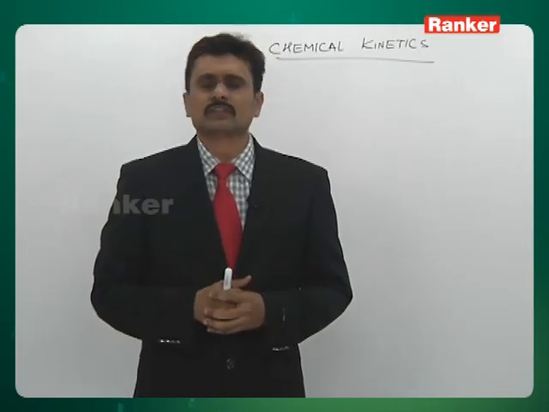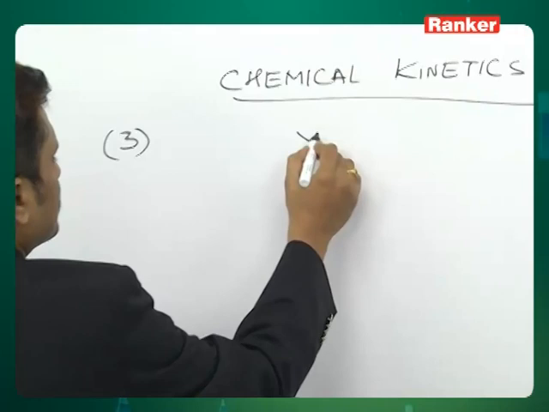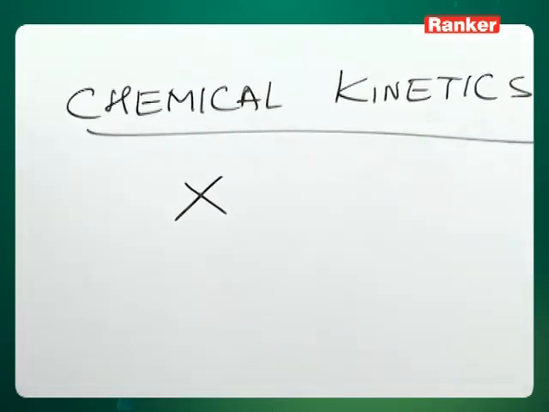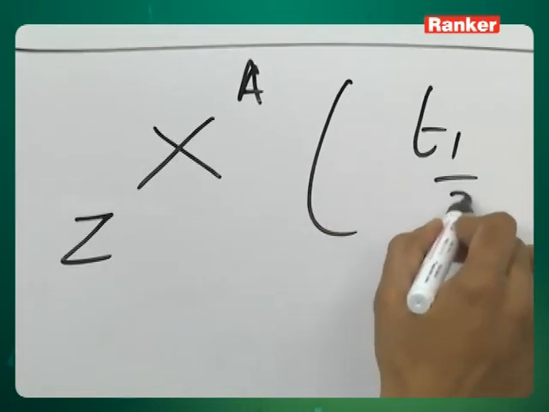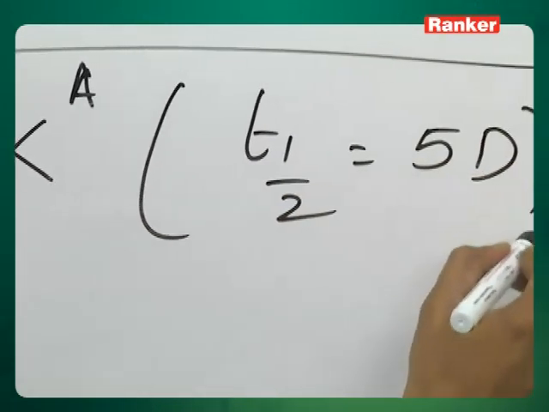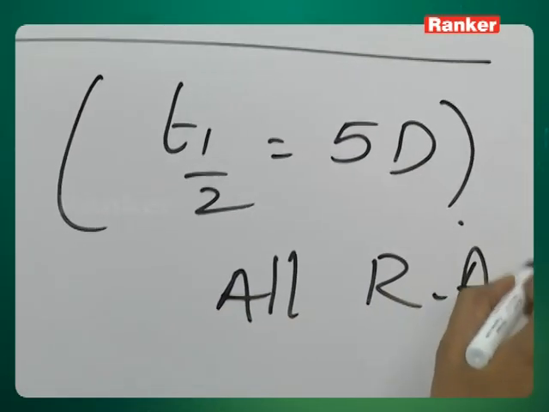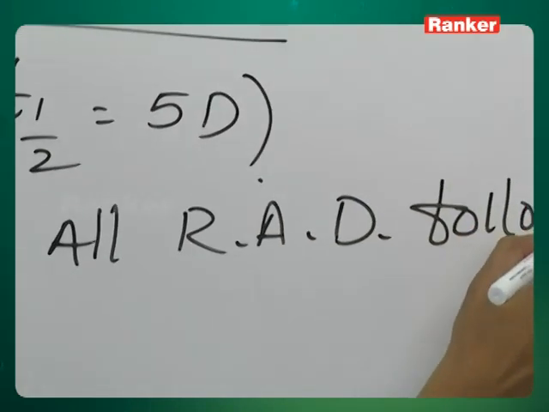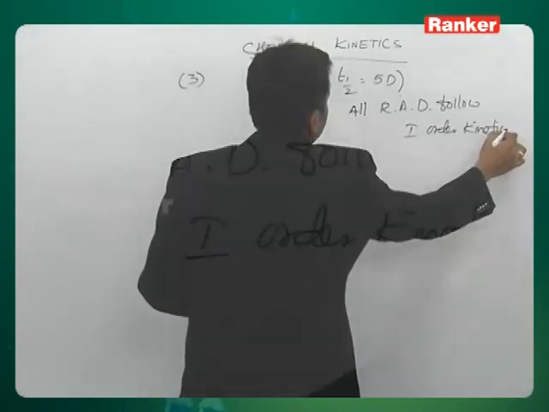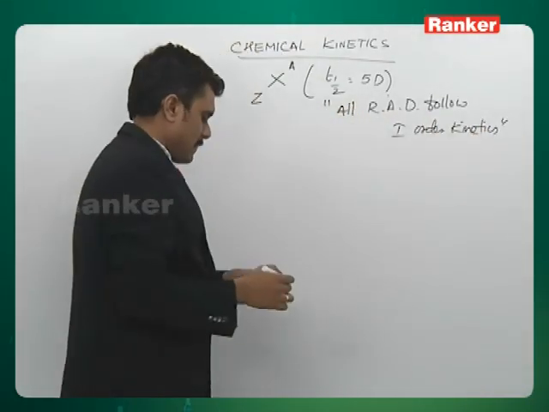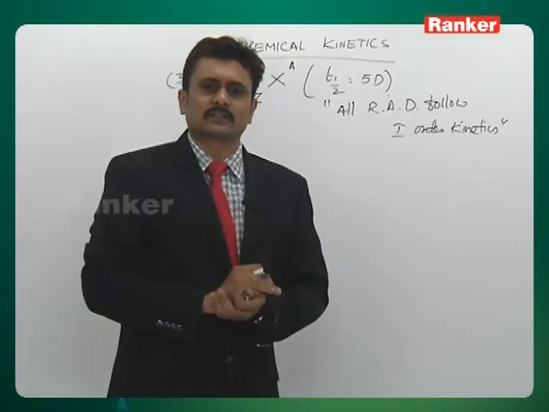So here, my dear students, we have this radioactivity question where you can see that a radioactive isotope with atomic number Z and mass number A is decaying with a half-life period of 5 days. And you know, all radioactive decay follows first order kinetics. So based on this principle, we are going to apply the integrated rate law for the decay of this radioactive isotope.